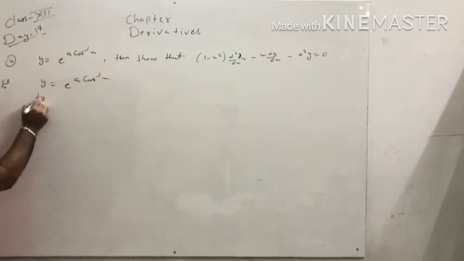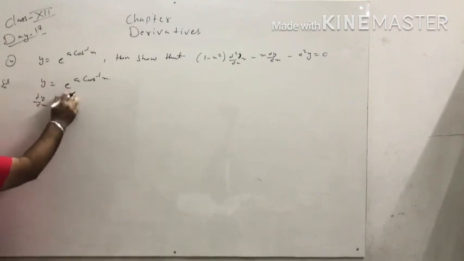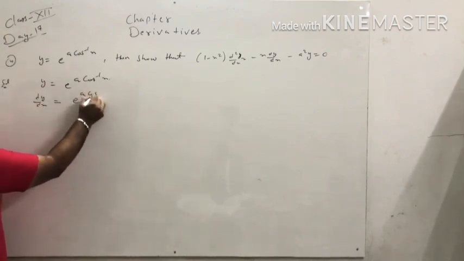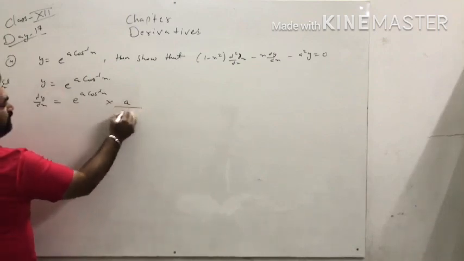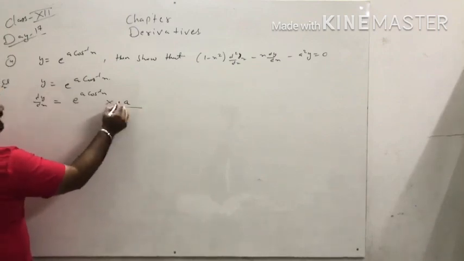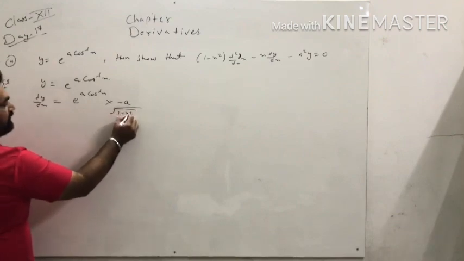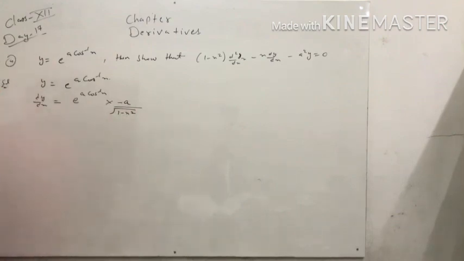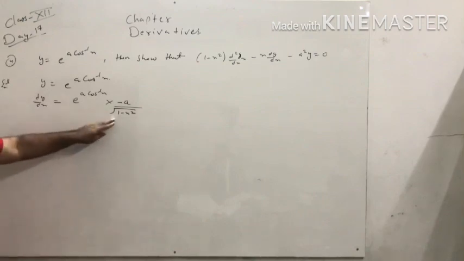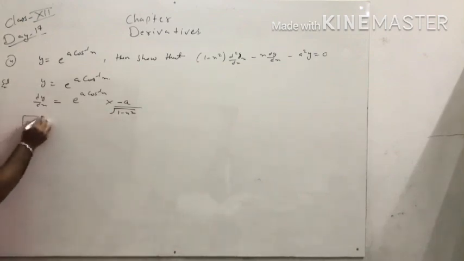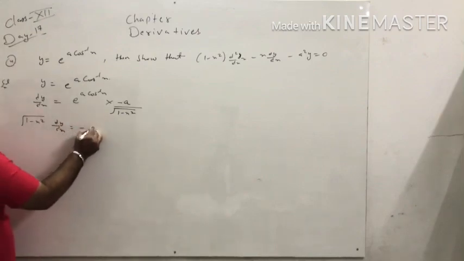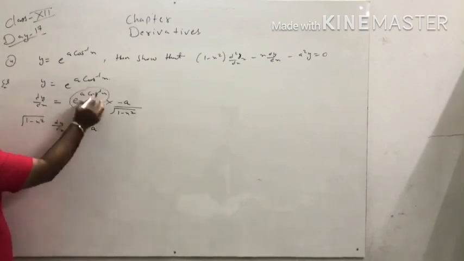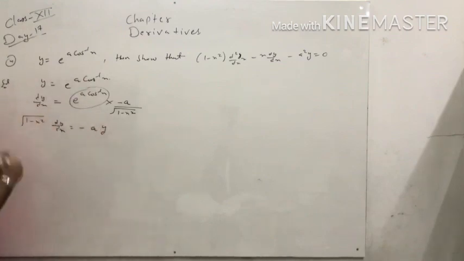So the derivative of y is dy/dx. We know the derivative of exponential function is same. After that the derivative of power is constant. The derivative of cos inverse x is minus 1 upon root 1 minus x squared. So this is the first step. The second step is shift the denominator to left side. Root 1 minus x square dy/dx equals to minus a, the value of this equation is y. So again the third step, same step.